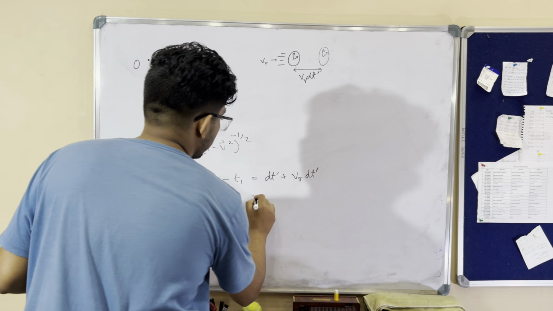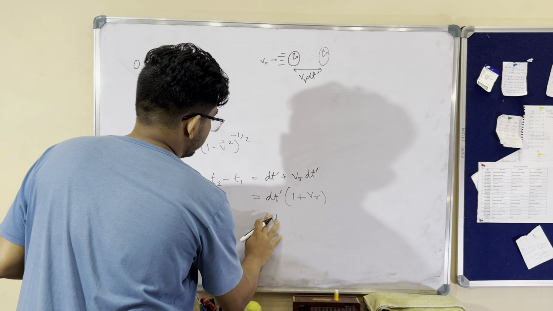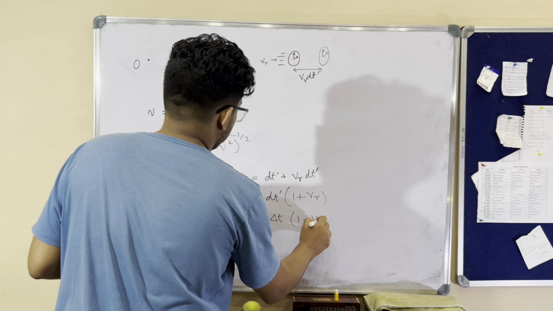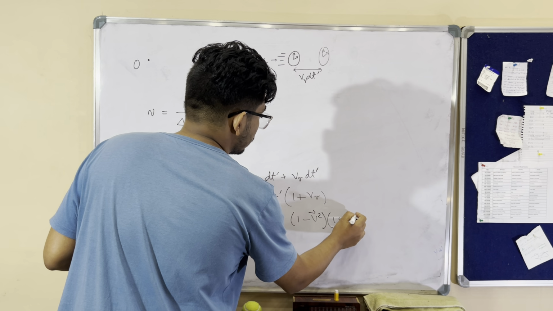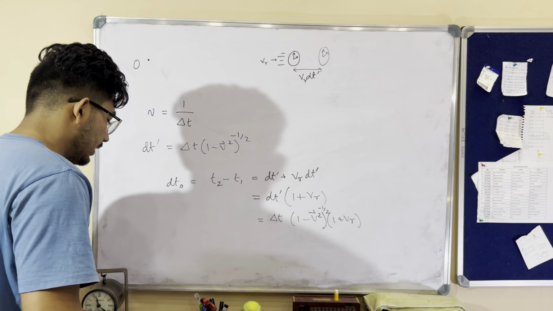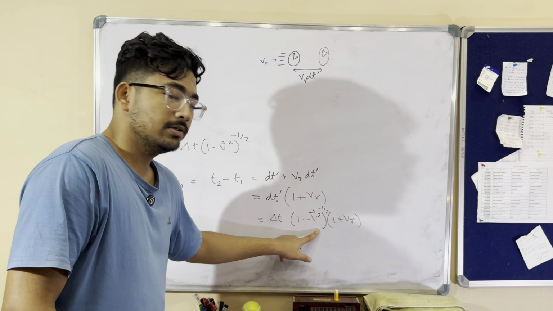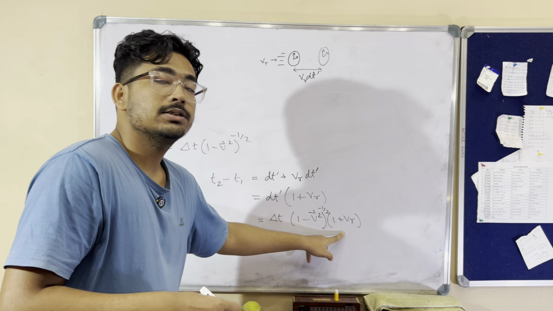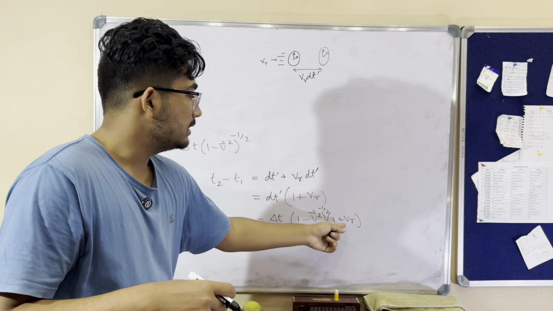So, taking dt prime common, we have 1 plus Vr, and that will be exactly equal to delta t times 1 minus V squared to the power half. This should be Vr. Okay, I think I should keep it v vector, right? See here, this part is due to the time dilation, the relativistic effect, which depends upon the velocity of the clock, and this part depends on the radial velocity or the receding velocity of the clock from the observer, and this part is the Doppler effect.